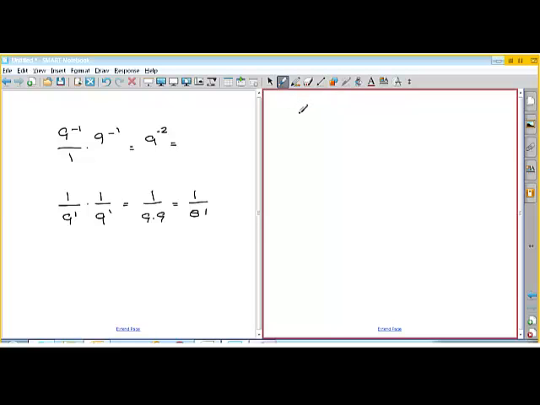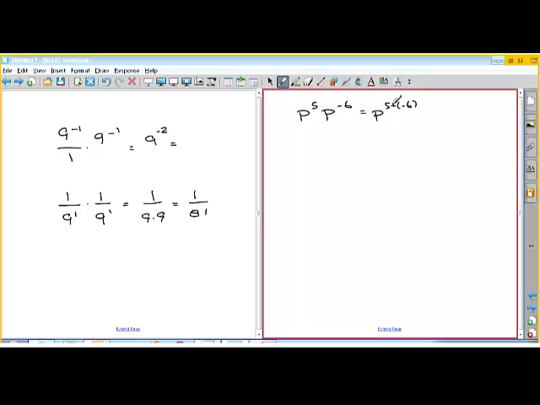Okay, 48. I have p to the 5th times p to the minus 6th. Again, I have two exponential expressions with the same base, which in this case is a variable. So when you have a product, you add the exponents together. Sorry, I got ahead of myself here.